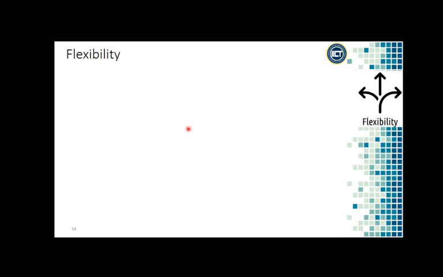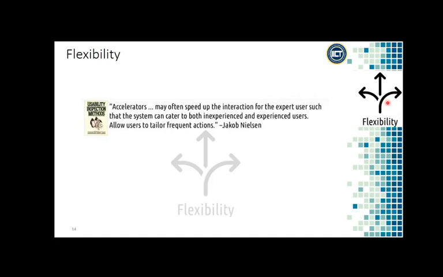Now the another design heuristic is the flexibility, and this is the notion of the flexibility here. So Jakob Nielsen says that the accelerators may often speed up the interaction for the expert user, such that the system can cater to both inexperienced and experienced user, allows users to tailor frequent actions.